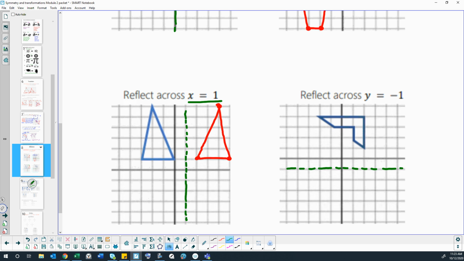What do we got here? Now this one looks complicated. This point is 2 above the green line. So how far do I need to go below? 2 below the green line, right? I'm just counting. This one up here is 1, 2, 3, 4, 5 from the green line, not from the axis. So then I need to go 5 this direction. So 1, 2, 3, 4, 5. So there's that point.